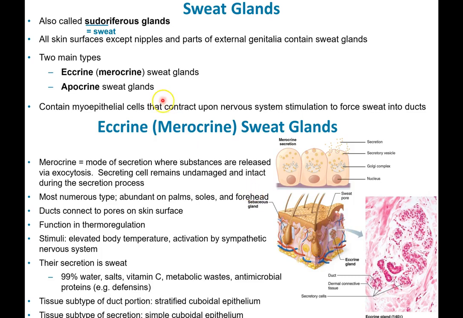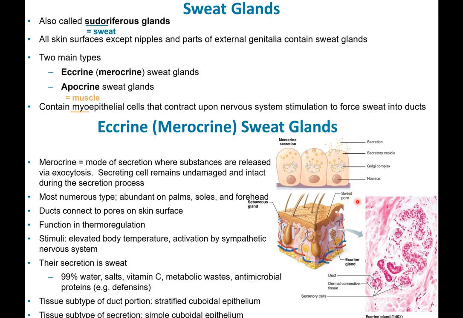Here, the prefix myo translates to muscle. Eccrine sweat glands are alternatively known as merocrine sweat glands. Here, the term merocrine is used to describe the mode of secretion whereby a cell secretes their product through exocytosis. And the secreting cell remains unharmed and intact during the secretion process.